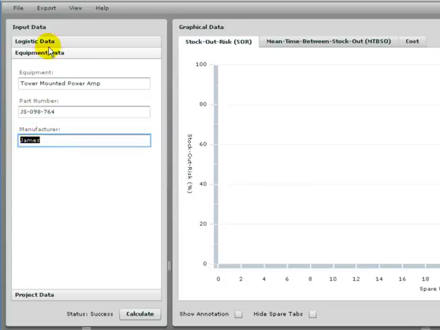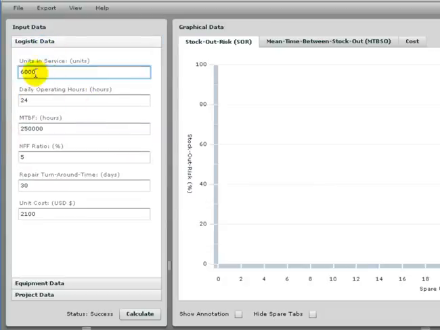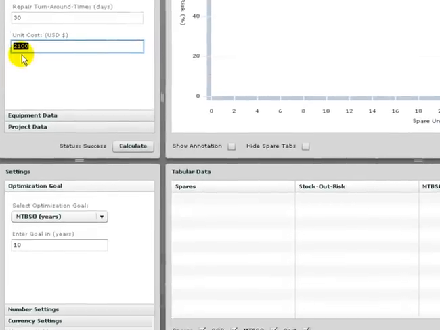Now let's look at the logistic data. We've got 6,000 units in service. That's 6 amplifiers multiplied by 1,000 antenna towers. So 6 times 1,000 gives us 6,000 units in service. They operate 24 hours a day and they have an MTBF of 250,000 hours. They also have a no-fault found ratio of 5% and a repair turnaround time of 30 days. Finally, they cost $2,100 each.